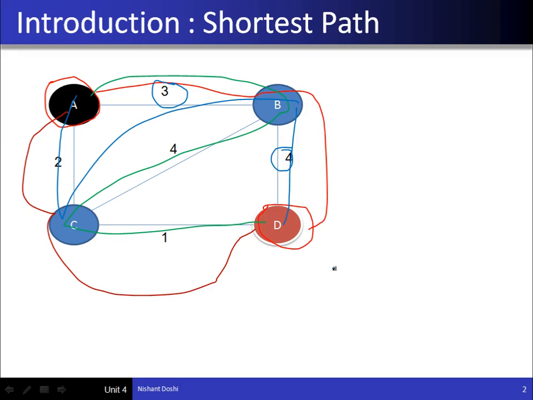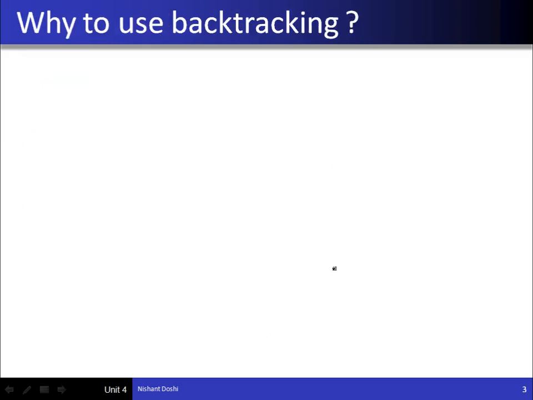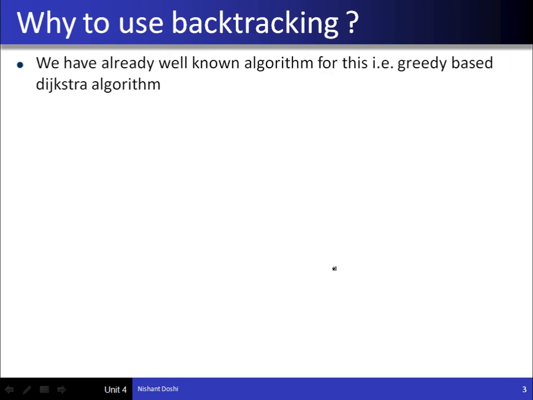So the question obviously is why use a backtracking method for this particular problem. Well, we already have a greedy algorithm, Dijkstra's algorithm, that will take about n log n time to solve the problem. We use a priority queue, and from the queue we get all the nodes, and from that we can use the algorithm steps from the greedy method, and within less time you will get the answers.